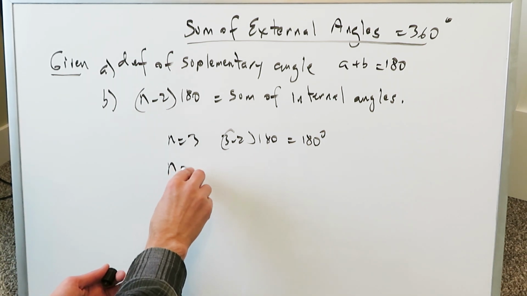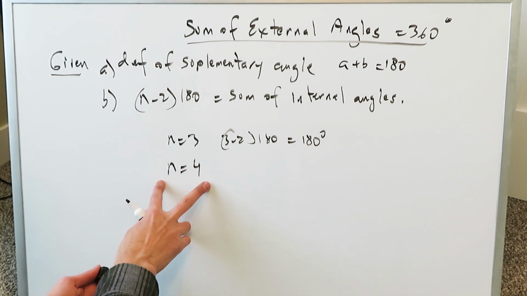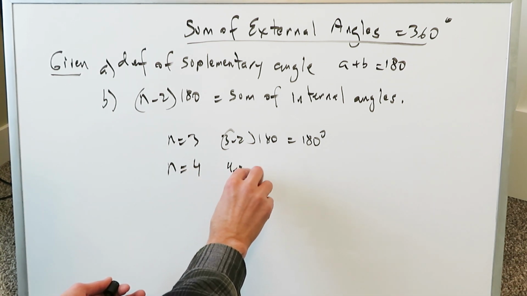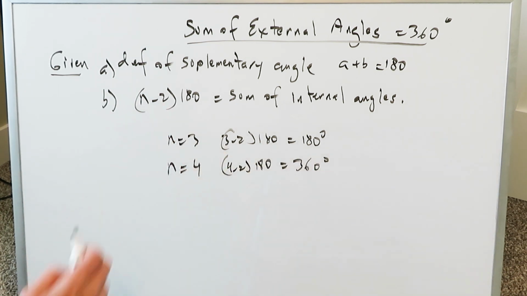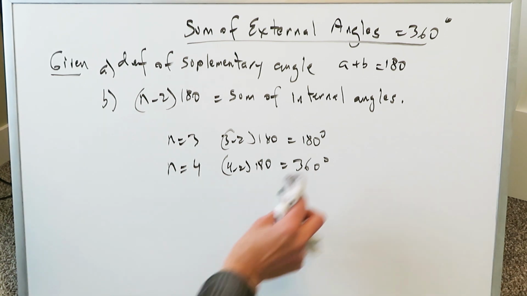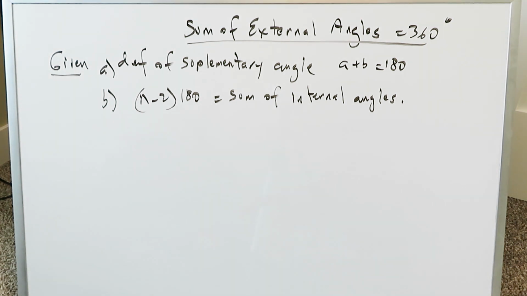Internally, take a square or a rectangle or a parallelogram or even a trapezoid, a four-sided quadrilateral, you do 4 minus 2. The measure of the internal angles is always 360 degrees. You are given these items A and B, and you have to show the above topic headline here, the sum of the external angles. You have to show that to be the case.